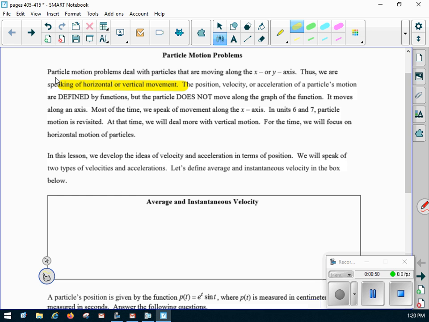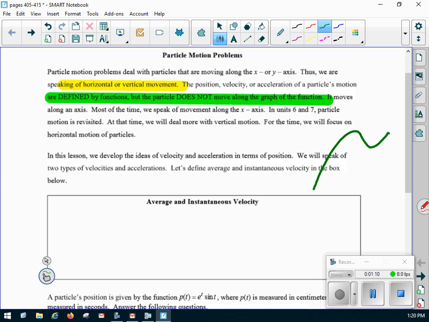The position, velocity, or acceleration of a particle's motion are defined by functions, but the particle does not move along the graph of the function. You're going to see later a velocity graph that looks like that. The particle will not follow this path. The particle is moving left and right on a horizontal path, okay? So please do not assume that the particle is following this motion up and then down and then up. That's not how it works.